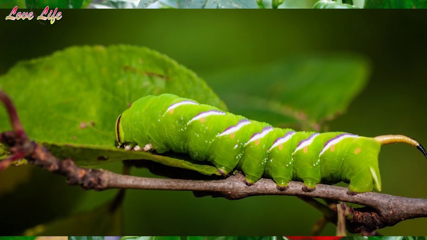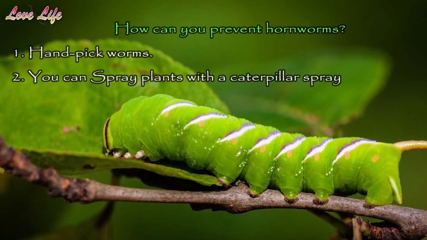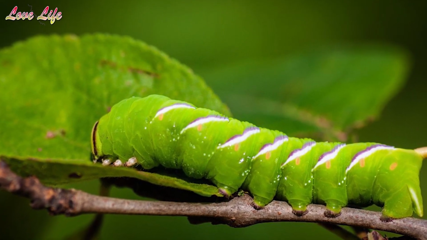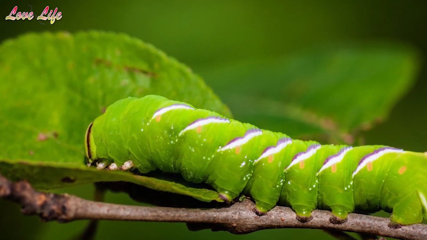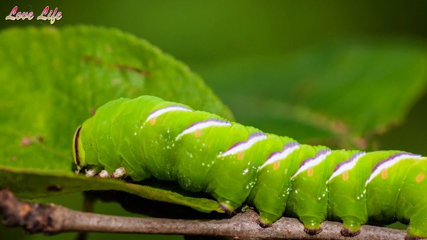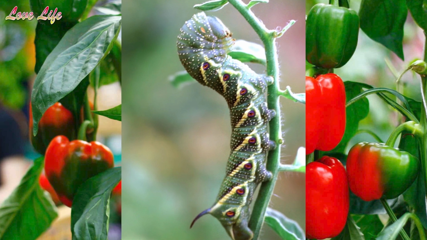Another thing you can do is spray plants with a caterpillar spray containing a naturally occurring organic biopesticide that acts only on certain species of caterpillars and doesn't harm beneficial insects. Once treated, healthy plants should recover by producing new foliage.